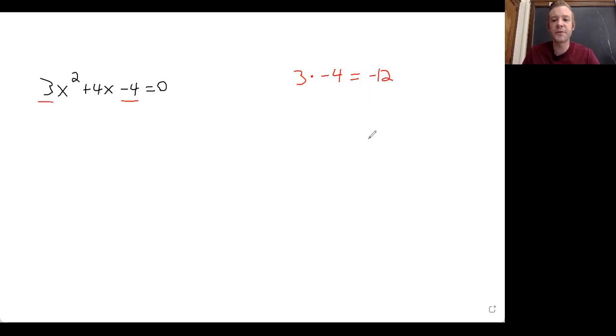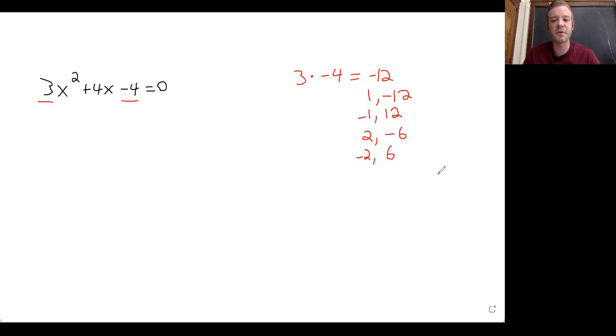And what we're going to do is find all of our factors of negative 12. We're going to find all of the pairs of numbers that multiply to negative 12, because we want to find a pair of numbers that multiplies to negative 12, but then adds to positive 4 here in the middle. So if I start with the most basic ones, I've got positive 1 and negative 12, but I also have negative 1 and positive 12. I can have positive 2 and negative 6. Then I also have negative 2 and positive 6.